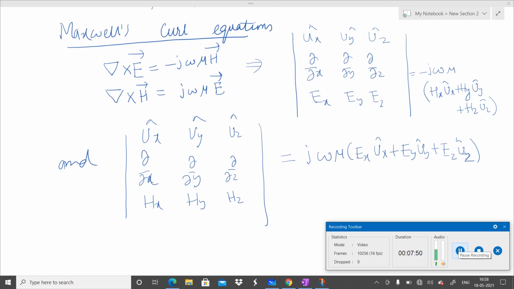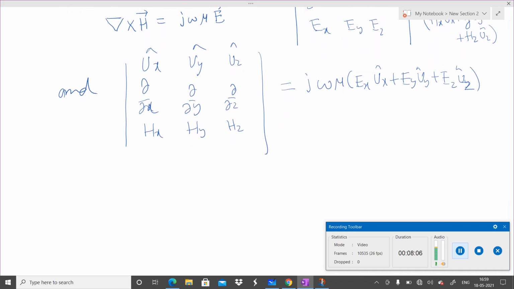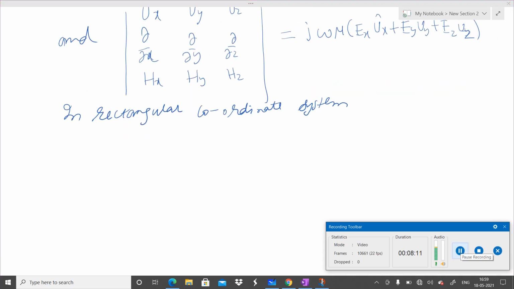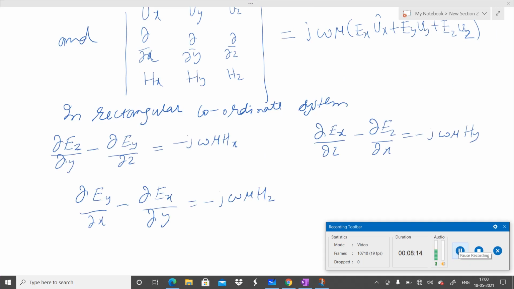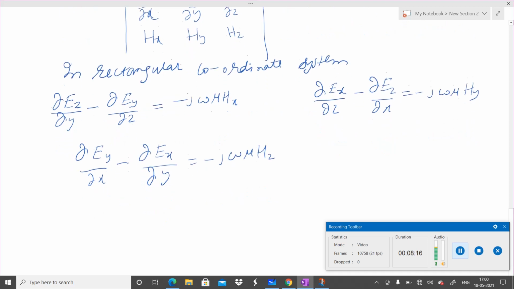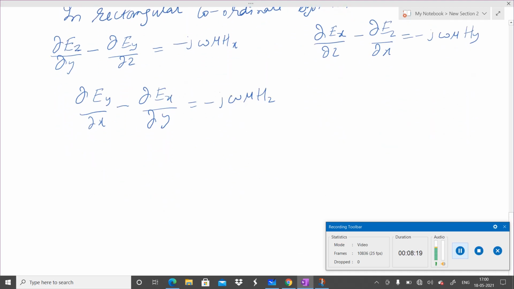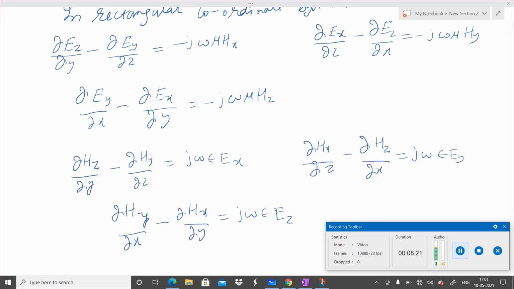Here are the two matrix equations, sets of linear equations, because I have expanded the cross product. Now we will compare component wise: the ux component is in the x direction, and we compare the left hand side and right hand side. We will get the following pairs of differential equations for different components in the rectangular coordinate system. Let's first write for the electric field. These are the three differential equations for electric field components. Now similarly for magnetic field components, the second matrix. So this is the set of 6 equations which will give us the different components.